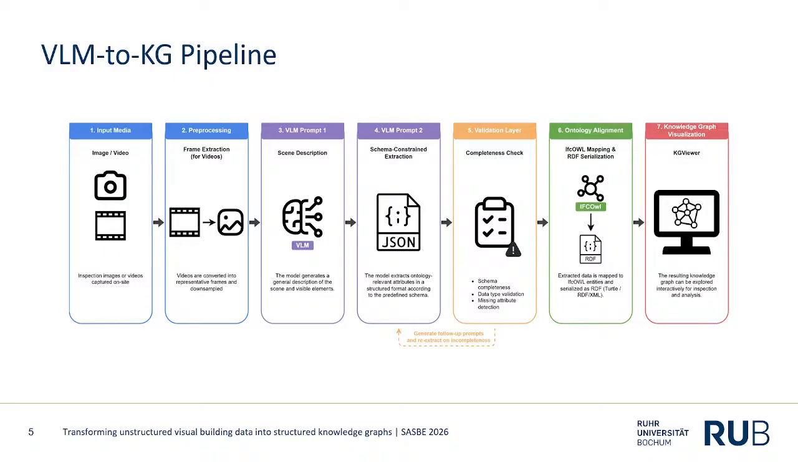Then the sixth step is the ontology alignment. So there we perform the mapping. So the data is mapped to the IFC OWL entities. And then it is able to be downloaded or serialized as RDF. And lastly, we also created a knowledge graph viewer, basically just to explore the different knowledge graphs generated during the inspection.